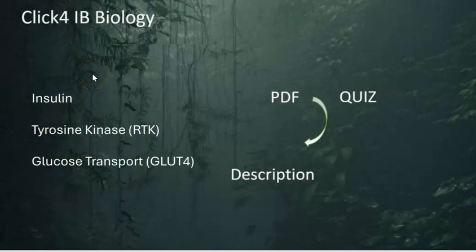We're looking at the ligand called insulin. This is a hormone produced in the pancreas and works at a distance.